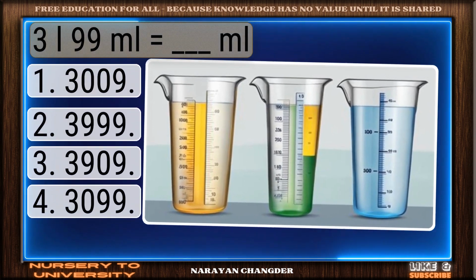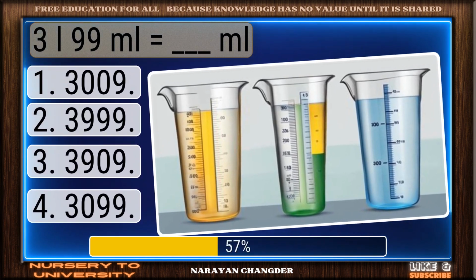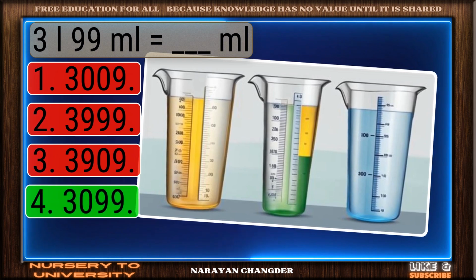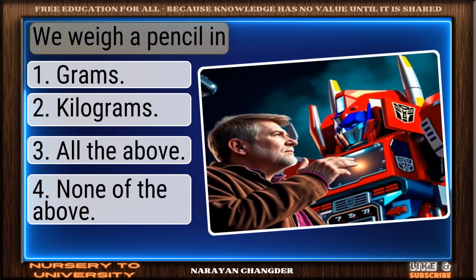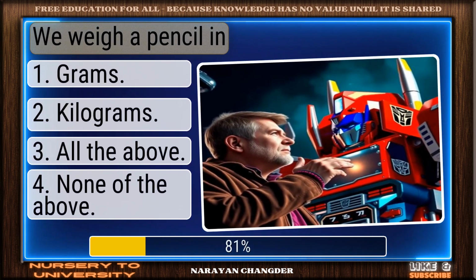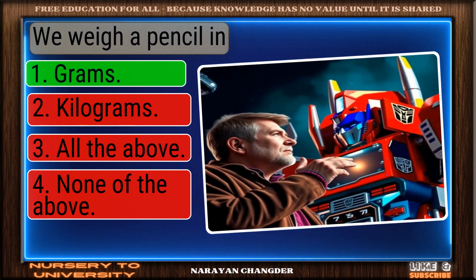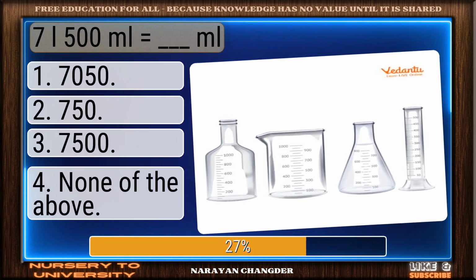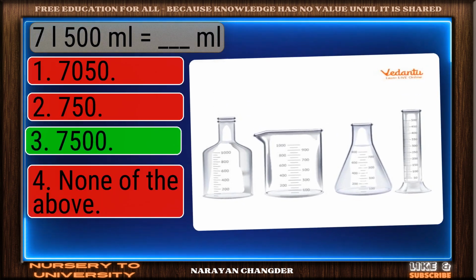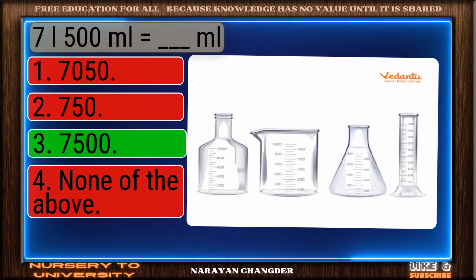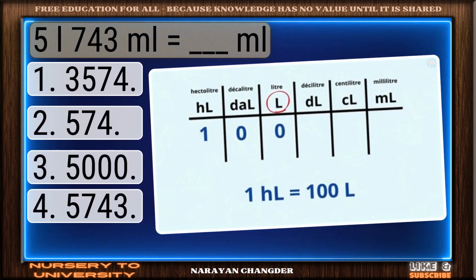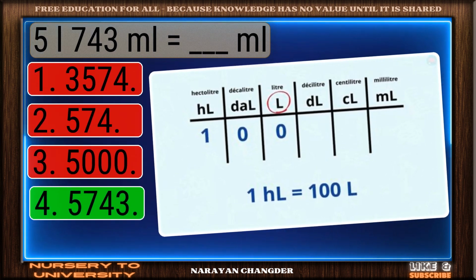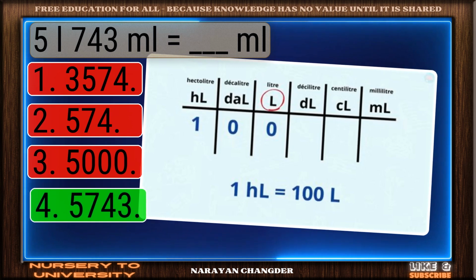3 L 99 ml equal to dash ml. Well reasoned. 399 is the correct choice. We weigh a pencil in. Smart pick. Grams is the correct choice. 7 L 500 ml equal to dash. Right again. 7,500 is a valid answer. 5 L 743 ml equal to dash ml. Clear logic, your choice 5,743 is sound.